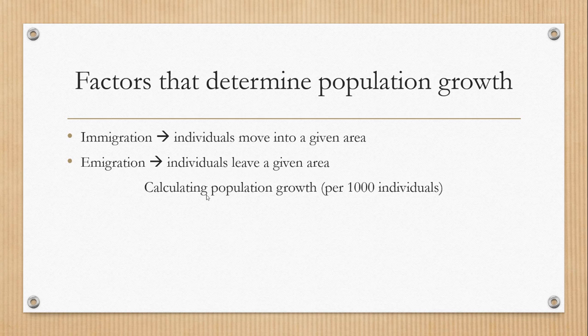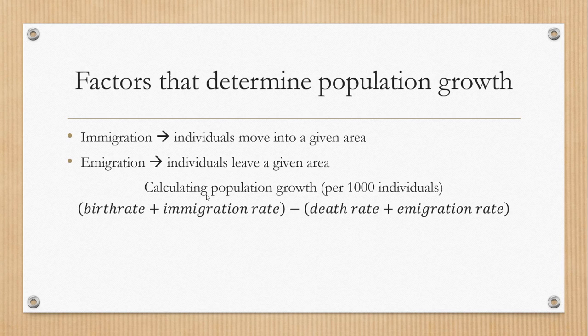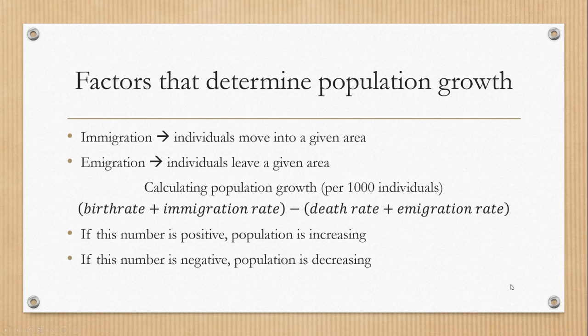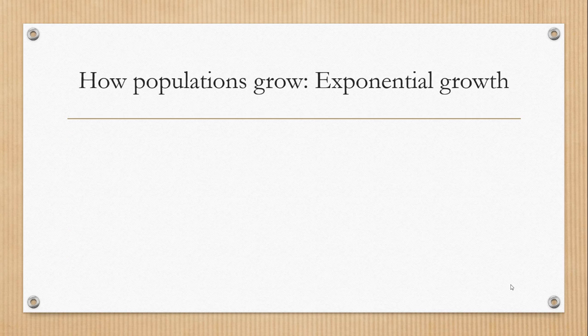So that's obviously the population is changing in that area as they're relocating themselves. We can calculate the population growth, and we're going to assume we have 1,000 individuals. The way that we calculate our per capita population growth is we have our birth rate plus our immigration rate, because these two are going to increase our population. And we're going to subtract our death rate and our emigration rate, because these two are going to decrease our population. If this number is positive, that means population is increasing. And if this number is negative, that means population is decreasing. Is that simple? Just some simple math there. Yes, I will ask you to do that.